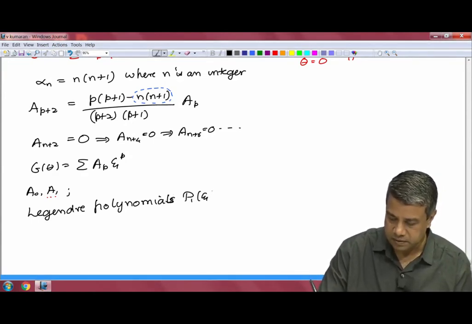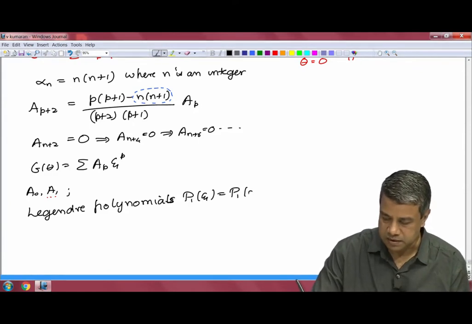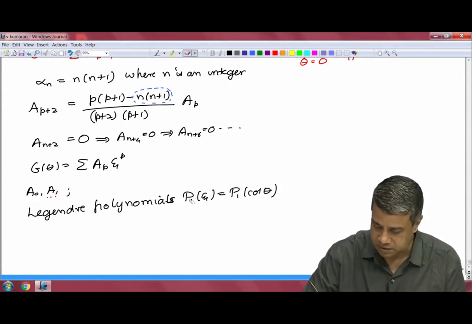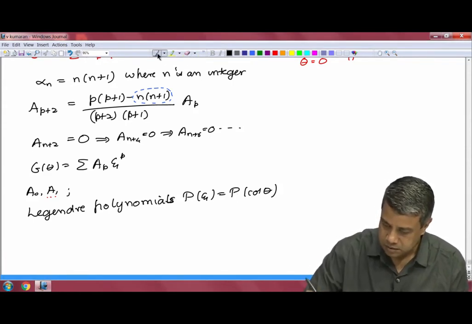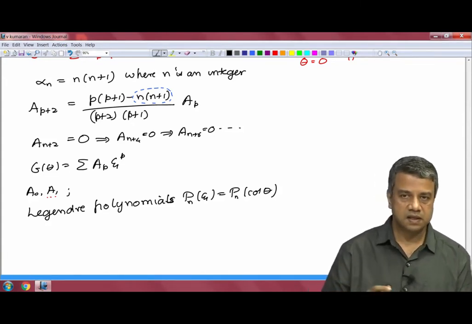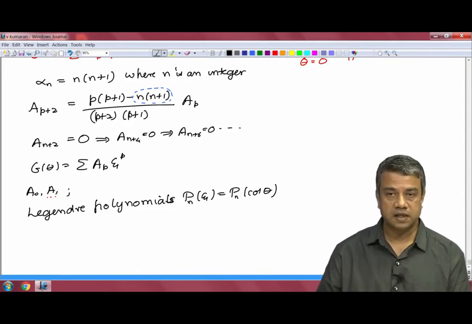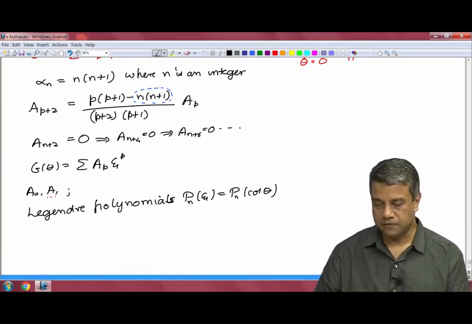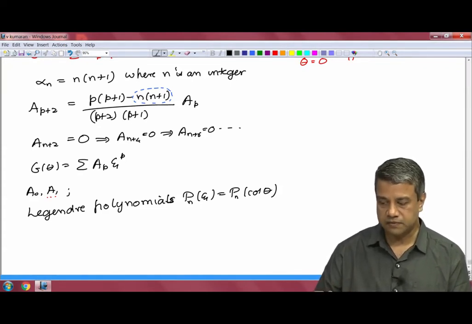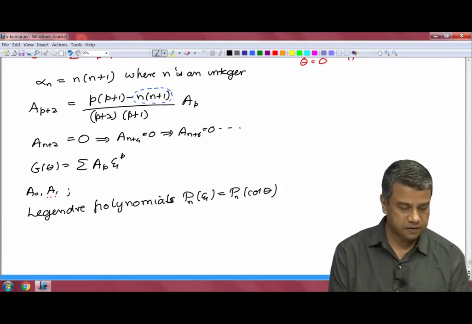Pn of psi is equal to Pn of cos theta. For each value of n, this series truncates at n. Therefore, Pn of psi is an nth order polynomial in psi, because it truncates at n. If n is odd, then this contains only odd powers of psi. If n is even, it contains only even powers of psi. So these are the Legendre polynomials for different values of n.